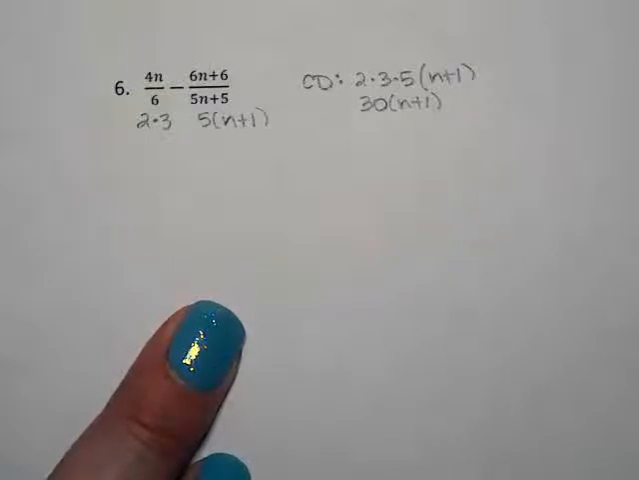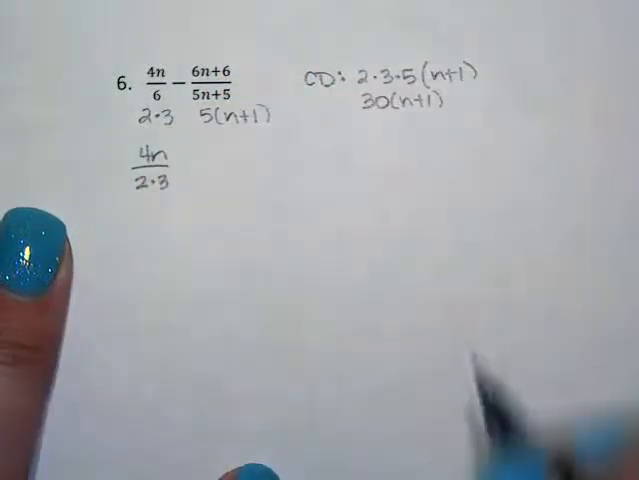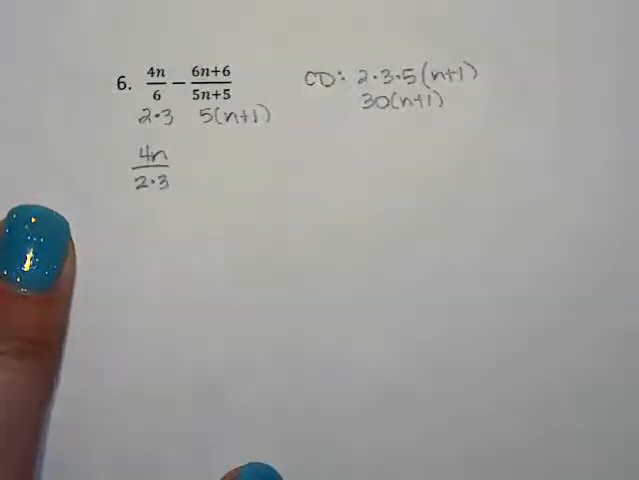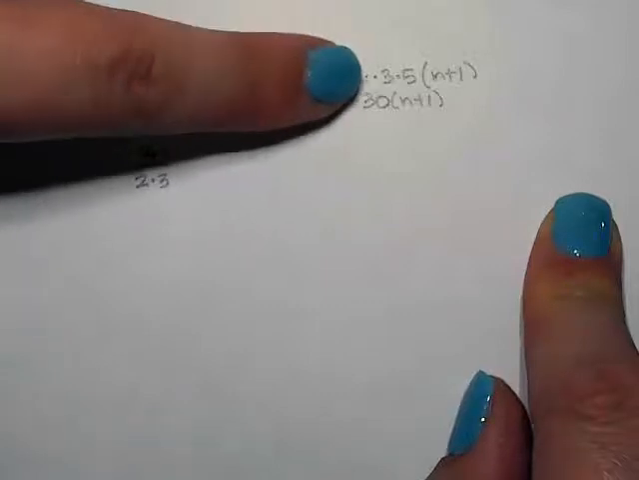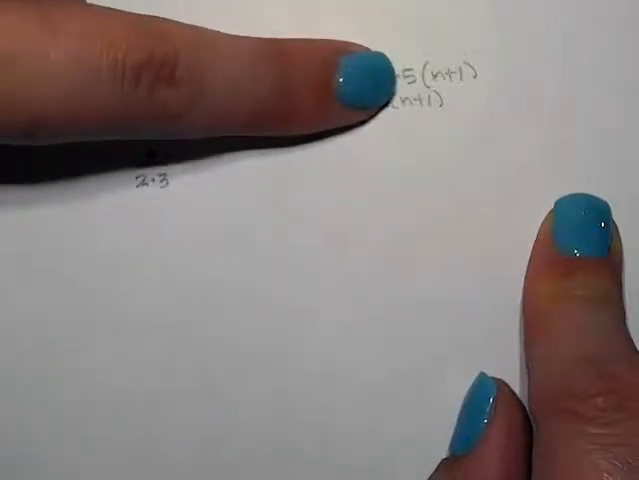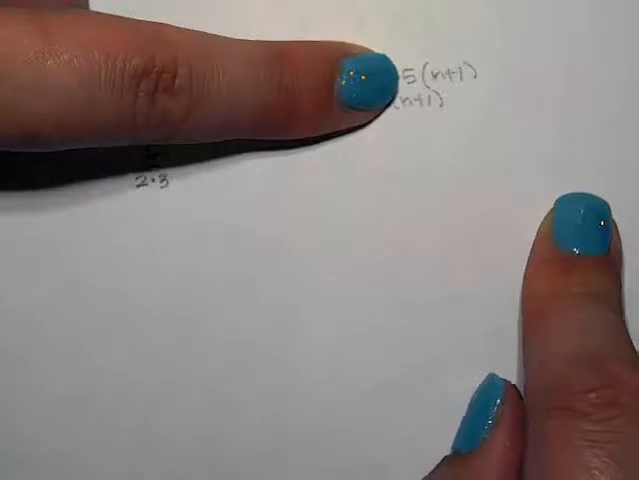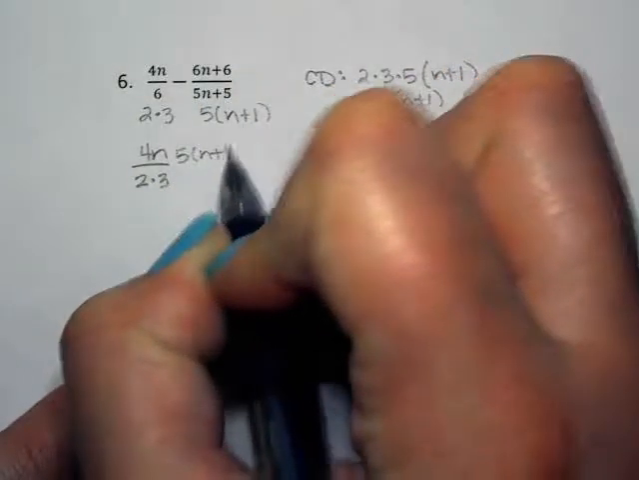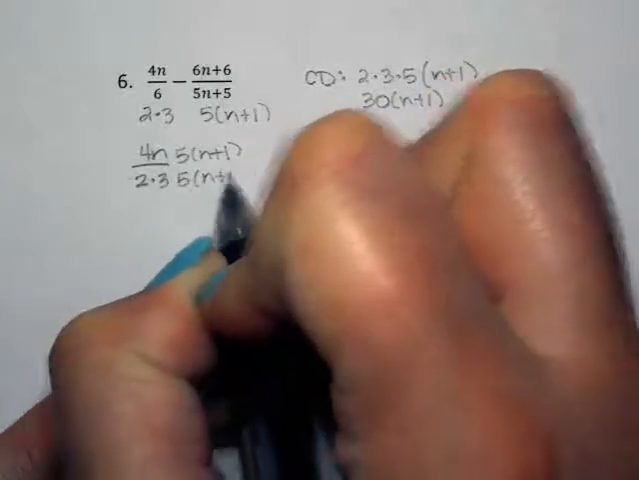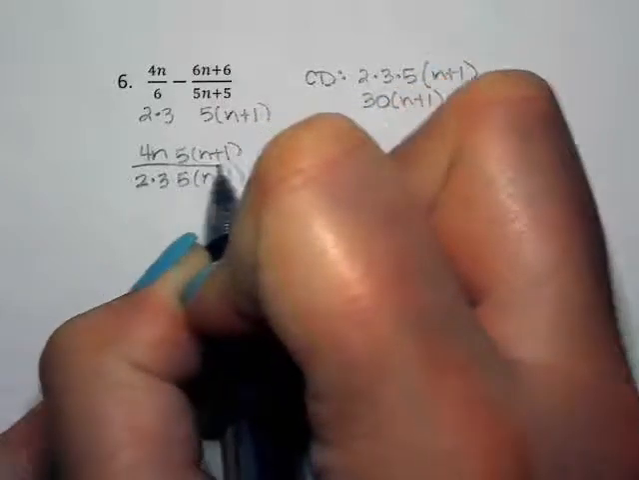Okay. So the left fraction has the 2 times 3. If it's got the 2 times 3, what does it need? So I'm going to go ahead and look at my common denominator. It has the 2 times 3, so I'm going to cover those up. What does it need? It needs the 5, it needs the n plus 1, and it needs those on the top and the bottom. Okay. So there's my left fraction.